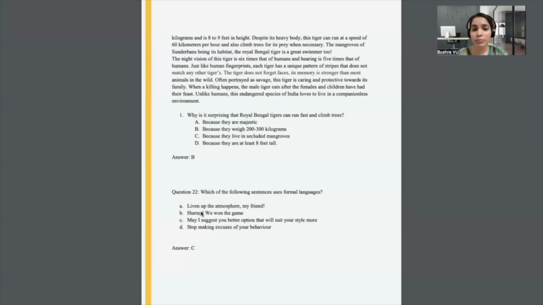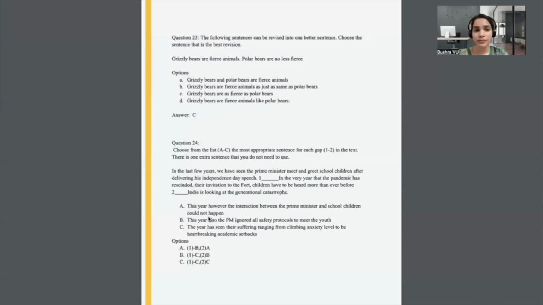Which of the following sentences uses formal language? Formal language is polite, where you have some respect to give and take. "Living up the atmosphere, my friend." We're talking about a friend, so informal. "Hooray, we won the game." It's very joyous, so informal. "May I suggest a better option that will suit your style more?" Yes, this is formal. "Stop making excuses for your behavior." Again, this is informal. So the correct answer is C.